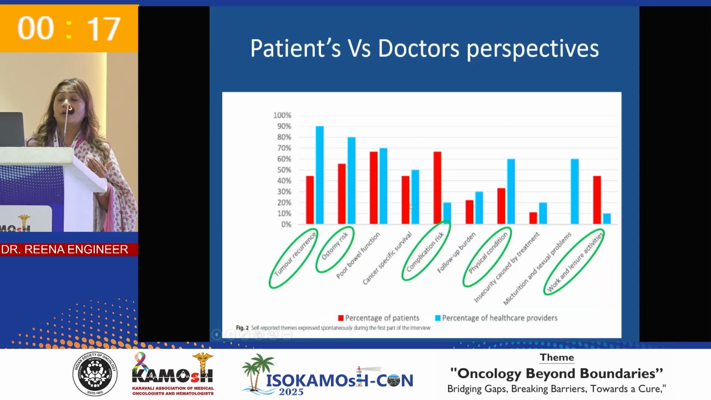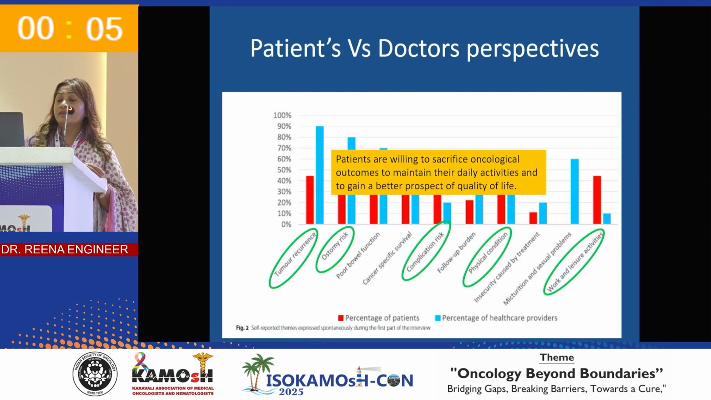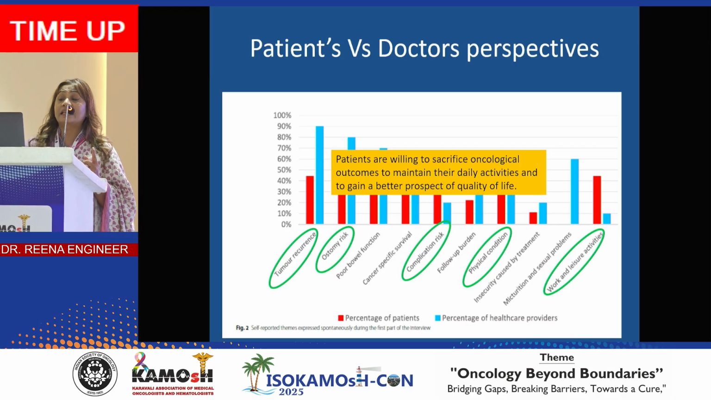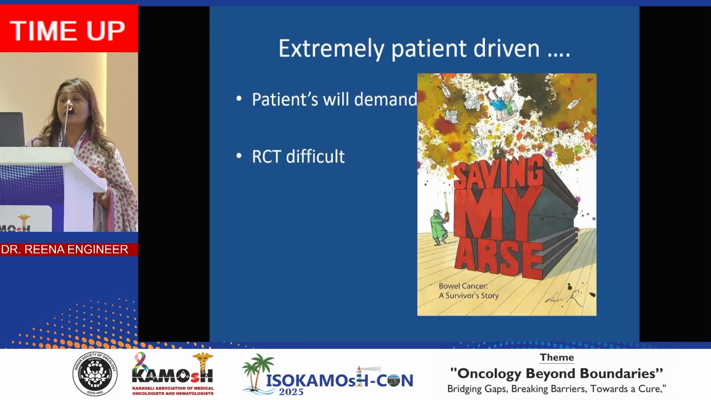Look at this: healthcare providers are very much bothered about tumor recurrence and complications, but patients are not. In this study, it comes out that patients are willing to sacrifice the oncological outcomes to maintain their daily activities and gain a better prospect of quality of life. So it is not what we think is so important, it is what the patient thinks. So please discuss the psychological aspect with the patient.